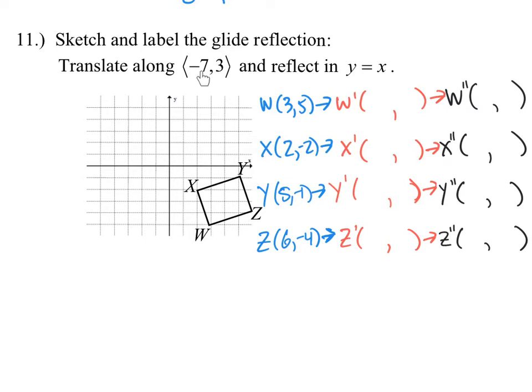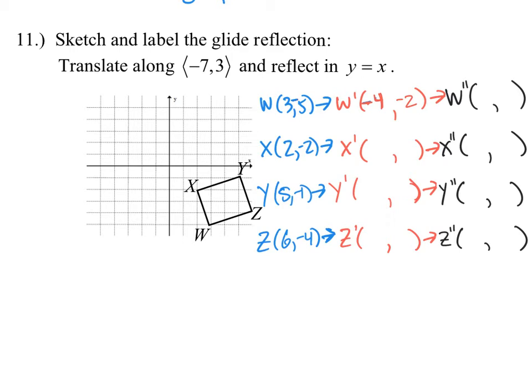Again, this is component form of a vector, which tells us how you change your x value and how you change your y value to get your image point. So we will start with point W, whose coordinates are 3, oops, there's a mistake here. That should be 3, negative 5. So I'm going to take my x value and decrease it by 7, so 3 minus 7 would be negative 4, and then take my y value and increase it by 3, so negative 5 plus 3 would be negative 2.